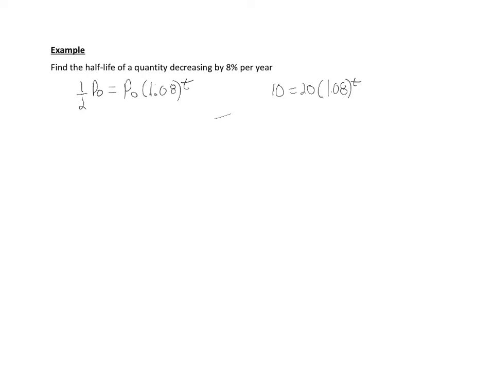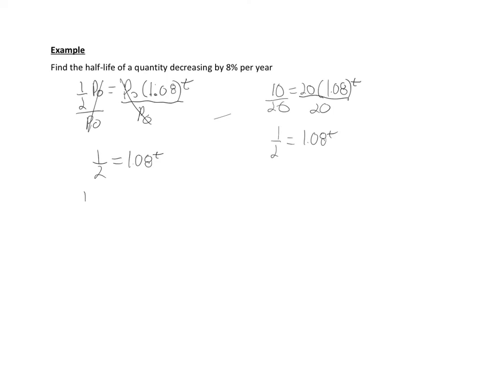So we'd be solving 10 equals 20 times 1.08 to the T. And here, if you divide by 20, what you're really solving is 1/2 equals 1.08 to the T. Looking back at the other equation we've set up, if we divide this P naught over, they cancel out, and so really we're solving 1/2 equals 1.08 to the T.